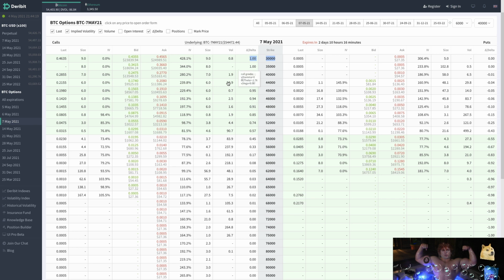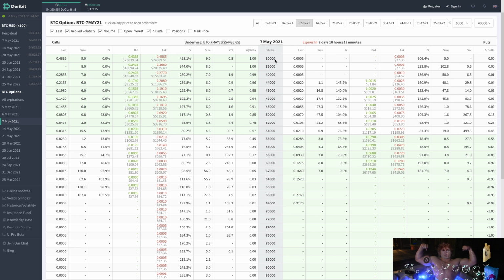So that means that if Bitcoin goes to $32,000, you will get $32,000 minus $30,000 from the option, but you paid $25,000 for it. So you will lose 25 minus 2. If Bitcoin goes to $40,000, you will make $10,000 on the option, but you paid 25, so you'll lose $15,000. If Bitcoin goes to $30,000, you will make 0 on the option, you paid 25, you lose 25. If Bitcoin goes to $20,000, you will make 0 on the option, you paid 25, you lose 25.